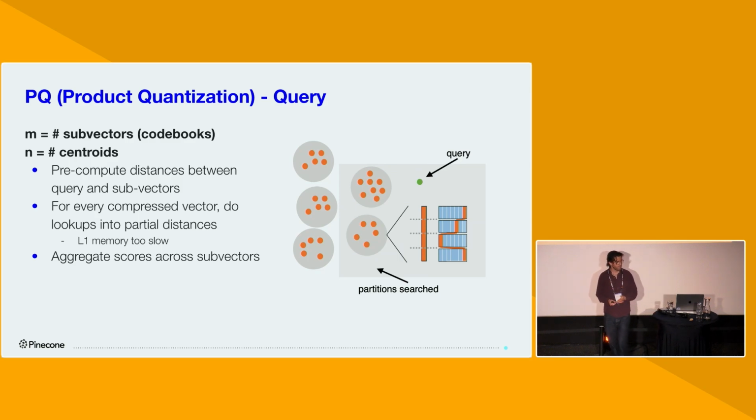At query time, as I discussed, we take the subvectors, we compute the centroids across all the subvectors for a given partition, and then we aggregate the scores across all the subvectors to compute the total approximate score for a given query against a given document.